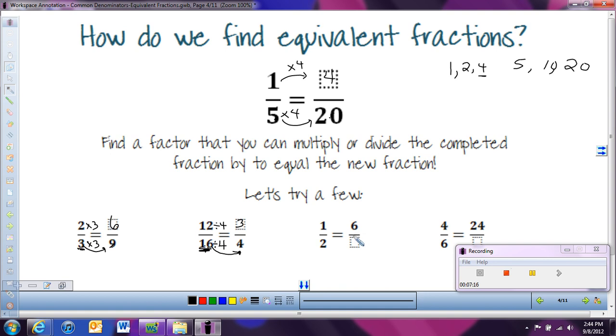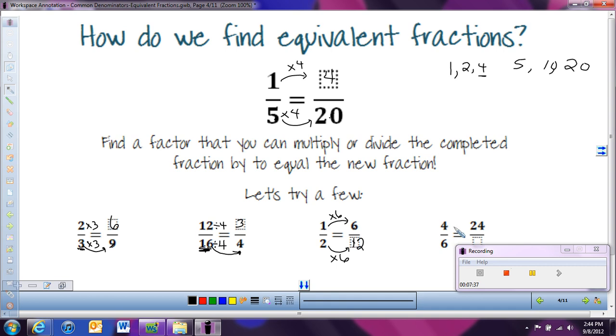So let's try this next one. Here we have the numerator. We're looking for the denominator. And I'm going from 1 to 6. Our number is getting bigger, so that means we're going to be multiplying. 1 times what is 6? Well, 1 times 6 is 6. And whatever we do to the top, we're going to do to the bottom. So 2 times 6 is 12.